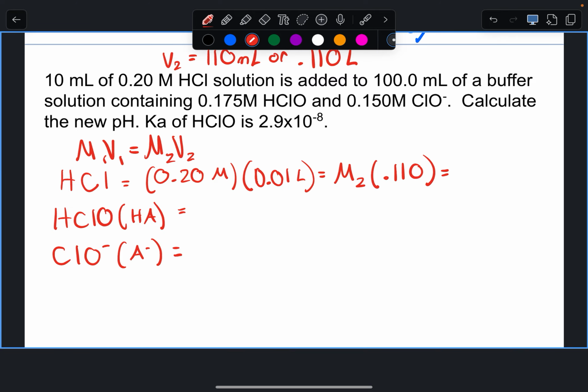Start with its original molarity, its original volume, and calculate the new molarity based on that 110 mils. Okay, so take a couple minutes, do each of those. I'll do them up here so you can double check them before you move on to steps 2 and 3. Okay, so this is step 1.